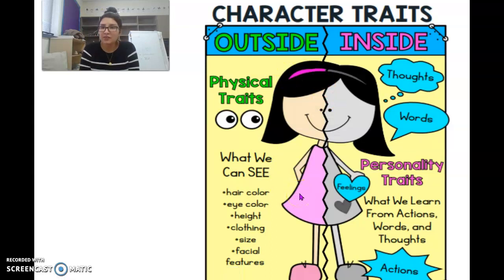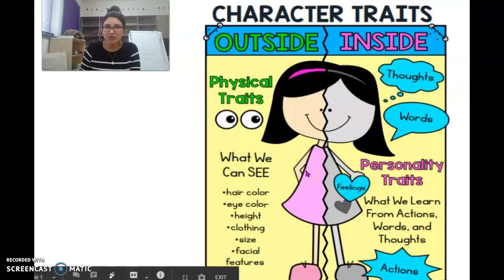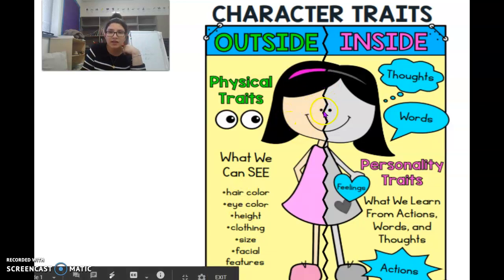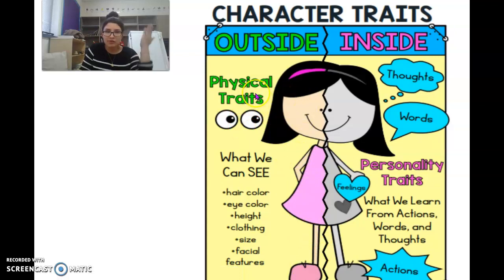So what I can see is her hair. She has dark hair. Her eye color is brown or dark. Her height, I think she's probably about average. Not very tall, not very small. Her clothes, she's wearing a little dress and has some shoes. Her facial feature, is she smiling? Is she frowning? Is she crying? What's happening? She's smiling. So this is the physical traits, what we can see. Okay, so hair color, eyes, she's smiling, not smiling, clothes, what you can see on the outside.